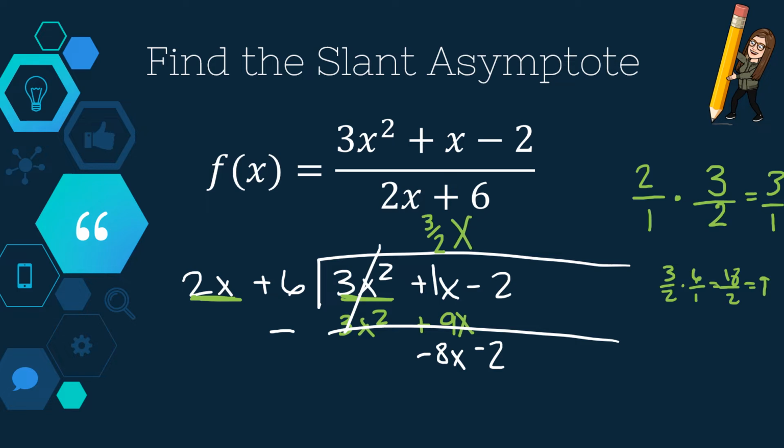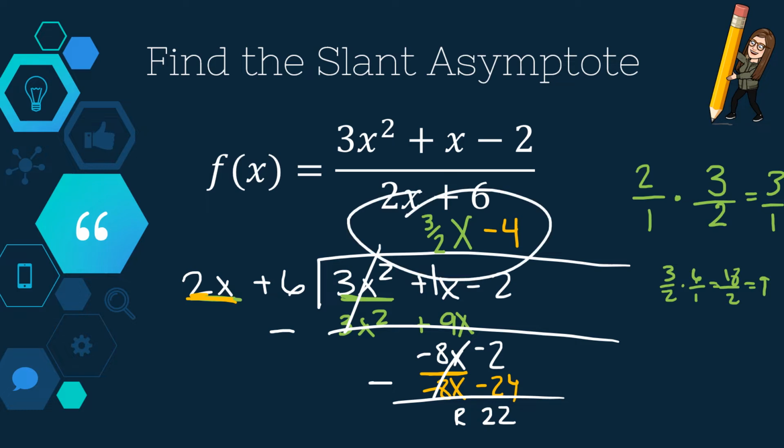This is better. What do I need to multiply 2 by to get negative 8? A negative 4. Negative 4 times 2, negative 4 times 6. Old school subtraction cancels. Negative 2 subtract negative 24 becomes 22, which is my remainder. But I don't care about the remainder because it's so minuscule in the big scheme of things. I have a linear function. My slant asymptote is 3/2 x minus 4. Yes, you're going to have fractions because slope is often a fraction.